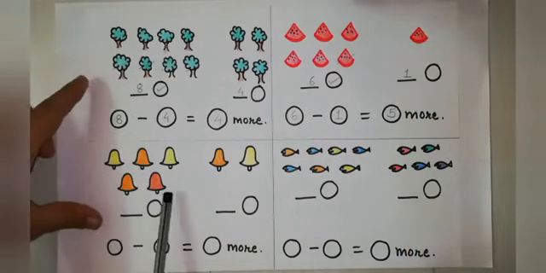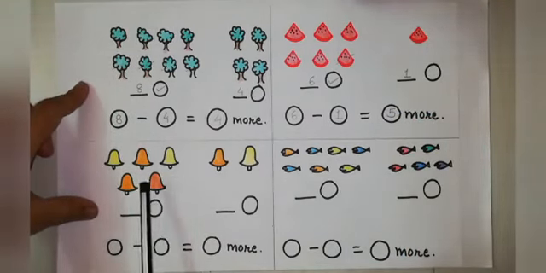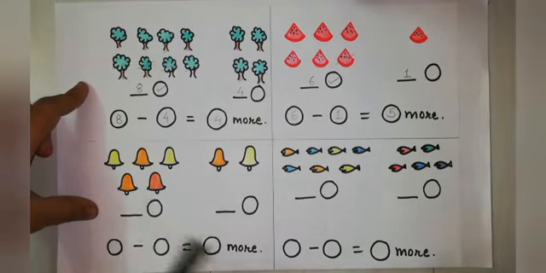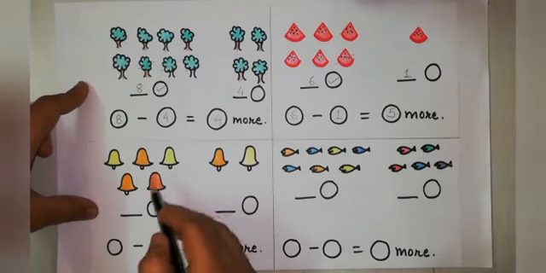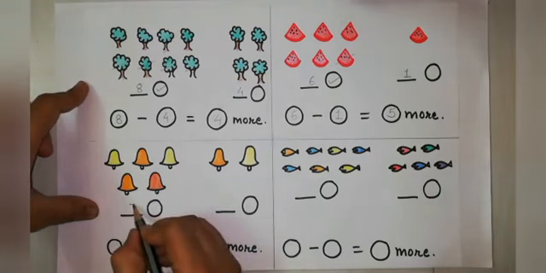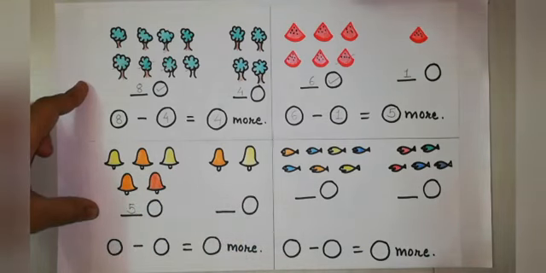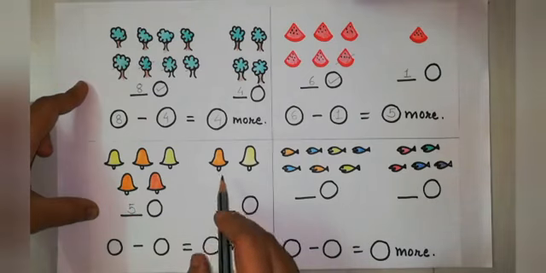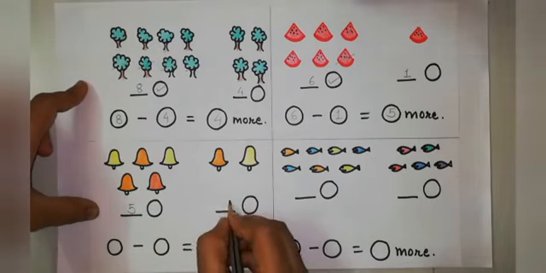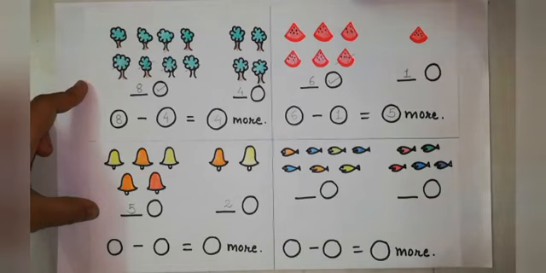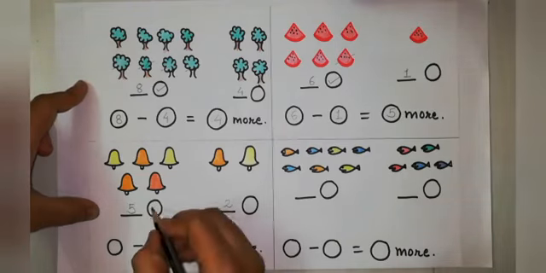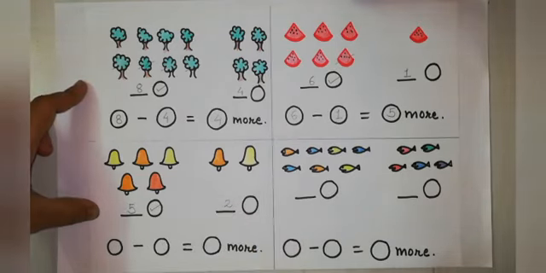Now next example is of colorful bells. So let's count the bells of left side. 1, 2, 3, 4, 5. How many bells are there? 5. And on the right side, 1, 2. So children, where will you give tick mark? Yes, on the left side. So which is the greater number? 5. So here we will write 5 first and then we will write 2 in the next circle.